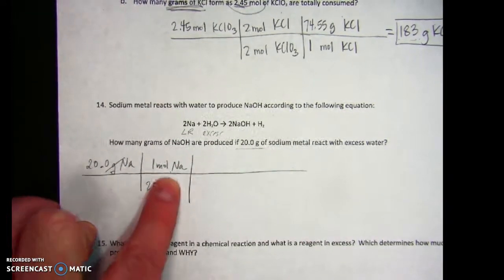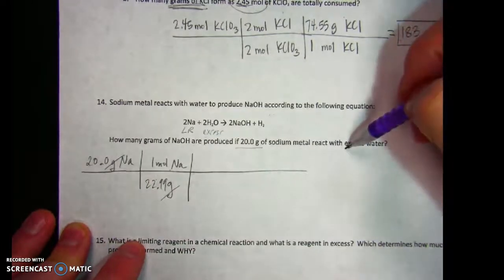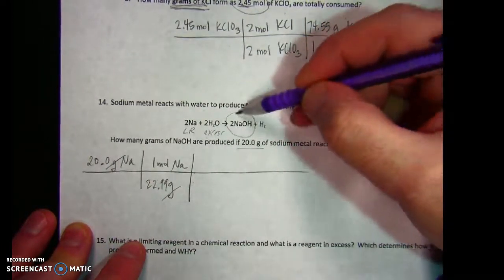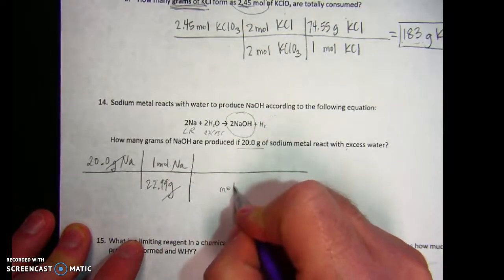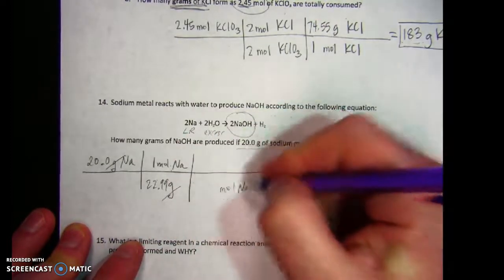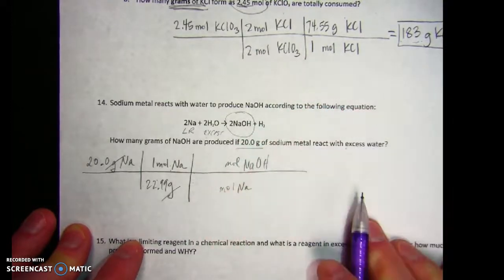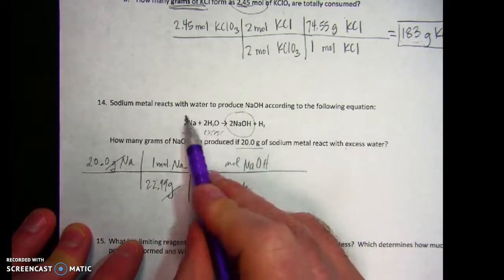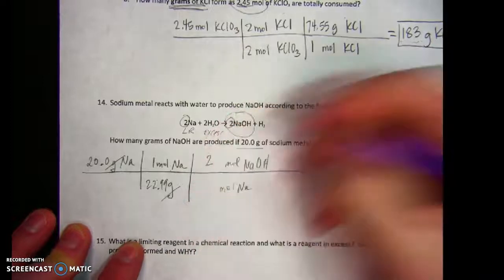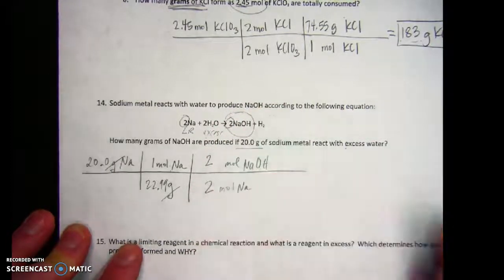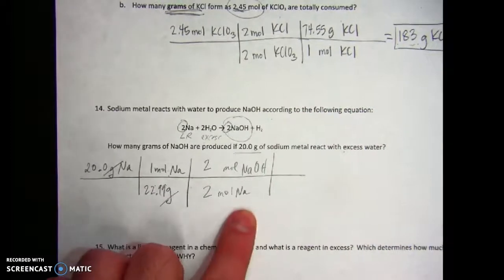If we stop there, we'd have the moles of sodium, but of course we want to relate it to sodium hydroxide. Working diagonally, I need to relate the moles of sodium to the moles of sodium hydroxide. I use the balanced chemical reaction in a ratio of 2 to 2. 2 moles of sodium hydroxide are produced for every 2 moles of sodium metal consumed.